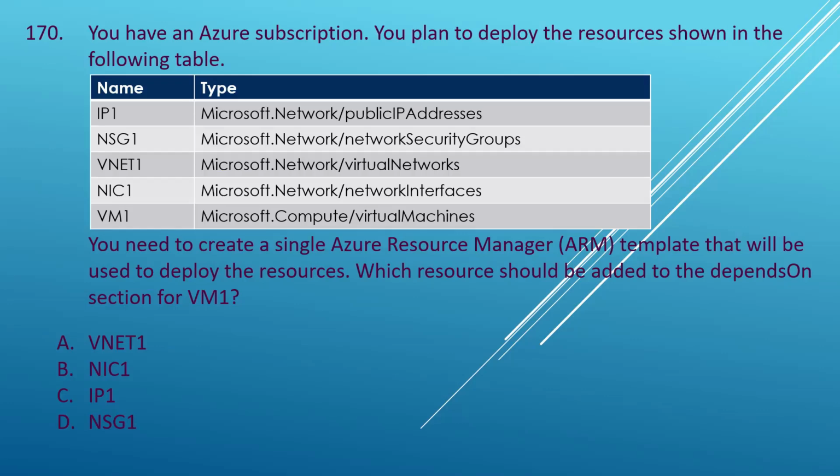The most direct and crucial dependency for VM1 among the listed resources is NIC1. The NIC acts as a bridge between the VM and other network resources like the virtual network, public IP, and network security group. Therefore, it's essential to ensure that NIC1 is deployed before VM1 is created.